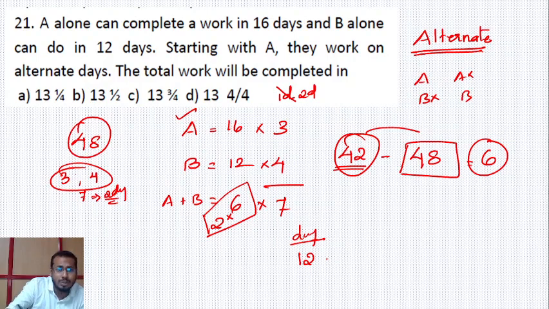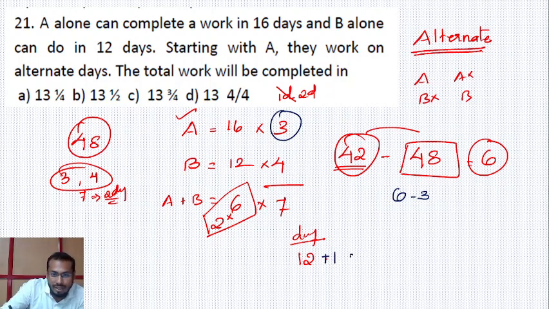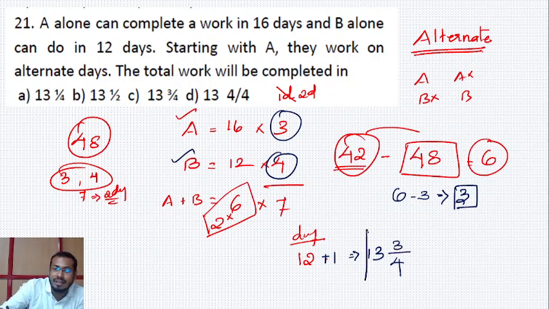Next morning A will come to work. If A came to work, A can complete how many chocolates? 3 chocolates in a day. So out of 6 chocolates, 3 chocolates were completed by A in one day, the first day. So 13 days is over. Now the remaining chocolates is only 3, and next day B will come, he can complete 4 chocolates, but we had only 3 chocolates, correct? So B can complete 4 chocolates, but I had only 3 chocolates. So 13 and 3 by 4 is the exact answer.